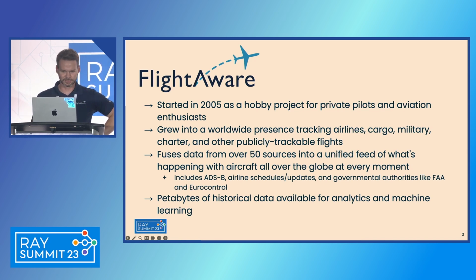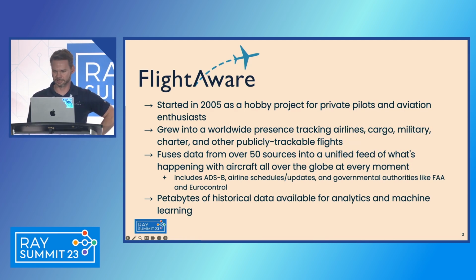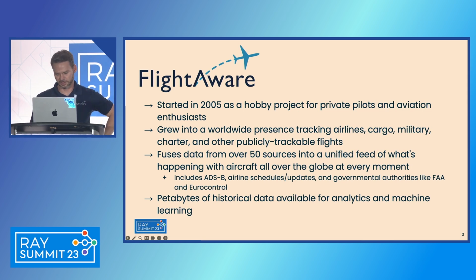That includes schedules we get from airlines, governmental authorities like FAA, Eurocontrol, and ADS-B, which is automatic dependent surveillance broadcast, which is pretty much required in all controlled airspace now. They send their GPS back to air traffic control, but you can also just pick it up on the airwaves yourself. And so we have a network of volunteers around the world that feed that data back to us. So we basically have petabytes of historical data available for both analytics and machine learning. The team I'm on, we come up with product ideas and experiments based on all this data that we have.